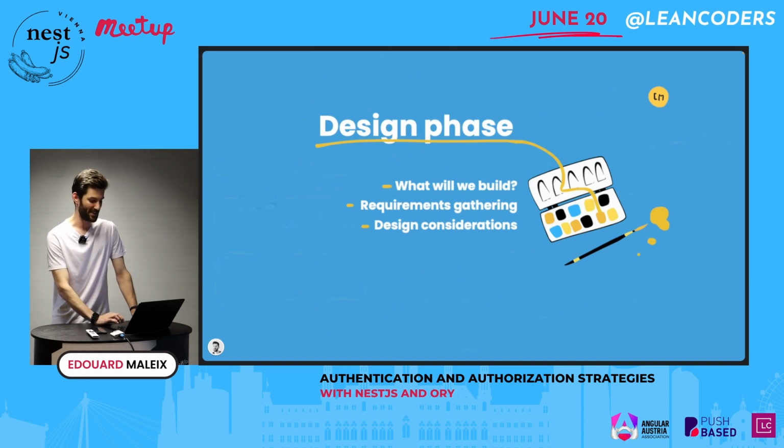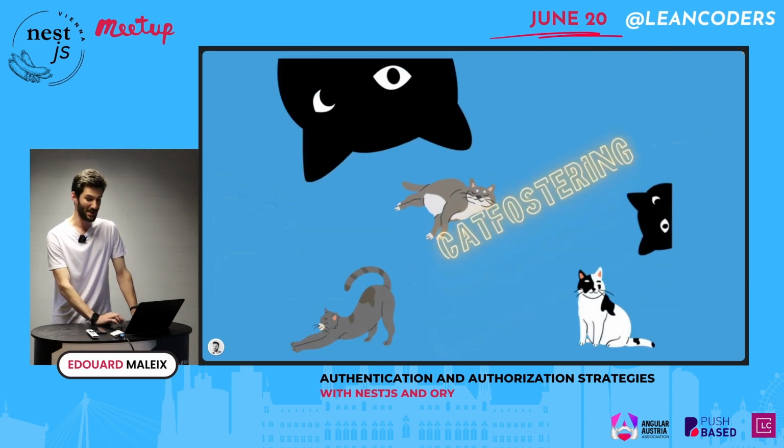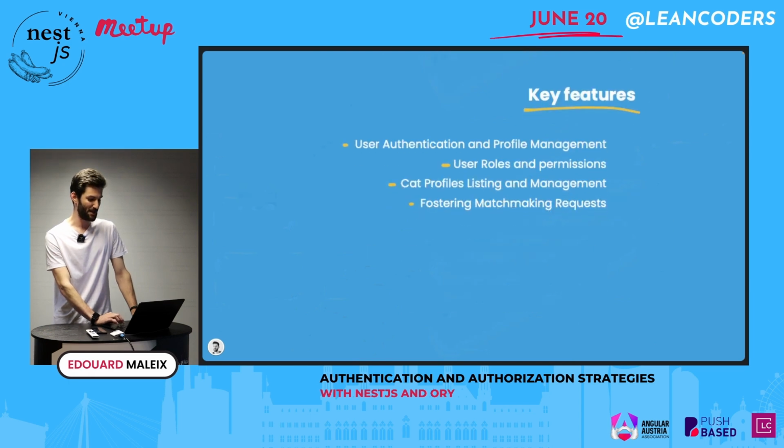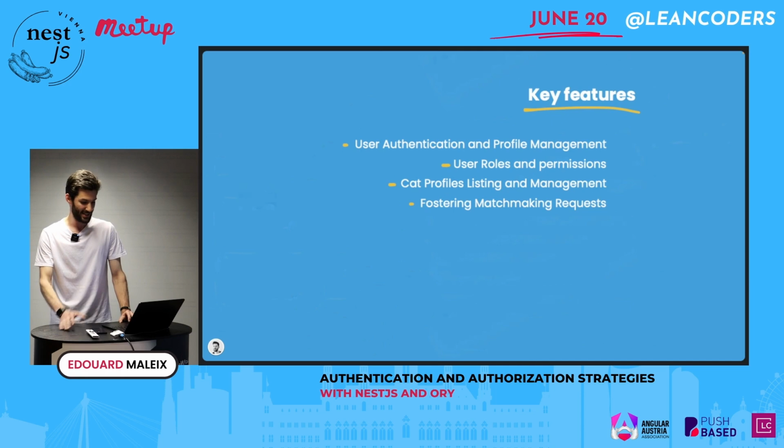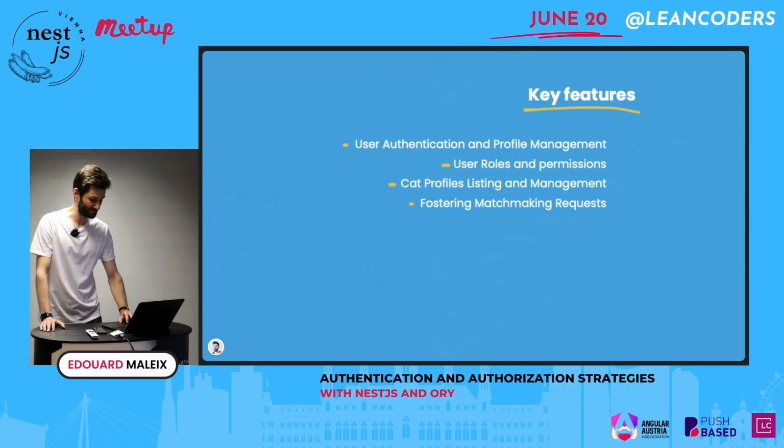What will be our application? We'll build a cat fostering application, which is a hub that will link cat guardians and potential fosters who love cats and who want to host them in their home. Key features of that app will be user authentication, profile management, user roles and permissions, cat profile listing and management, and fostering matchmaking requests. So plenty of potential holes for authorization.